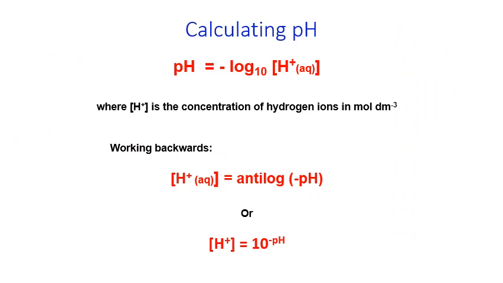So in terms of calculating pH of strong acids like hydrochloric acid, sulfuric acid, and hydrobromic acid, use the following equation. pH equals the negative log base 10 of the concentration of the proton in solution. Of course it's going to be in moles per decimeter cubed. And if you work backwards, you can work out the concentration of the protons in solution if you take the anti-log of the negative pH. Or another way of looking at that is the concentration of the proton is 10 to the power of the negative pH. So those are basically the one equation rearranged that we'll be using.